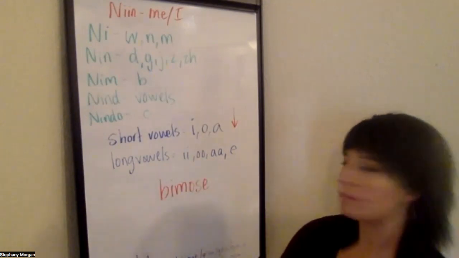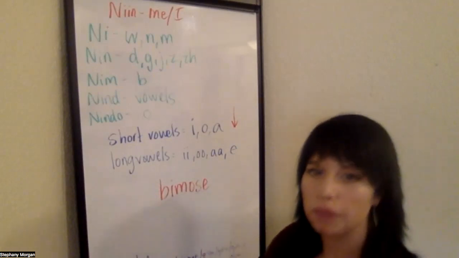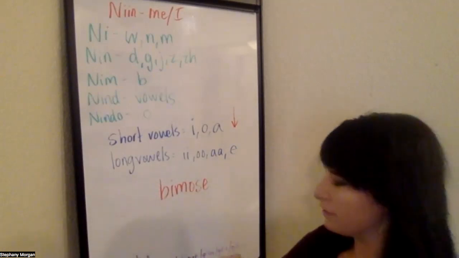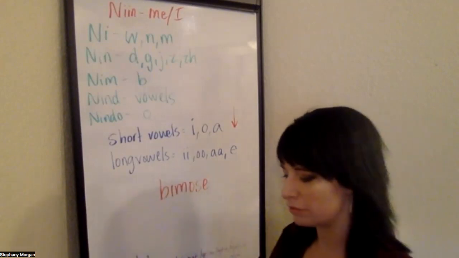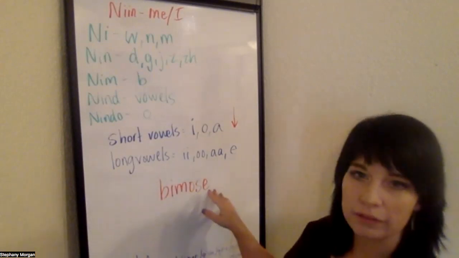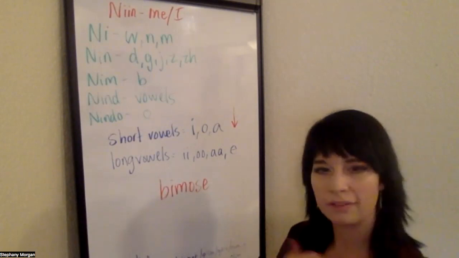Bimose means he or she is walking. Mean is already in it. He or she is built in. It's happening right now in the present tense, so we don't have to do anything to it. It's already its own sentence. But we want to say I am walking.